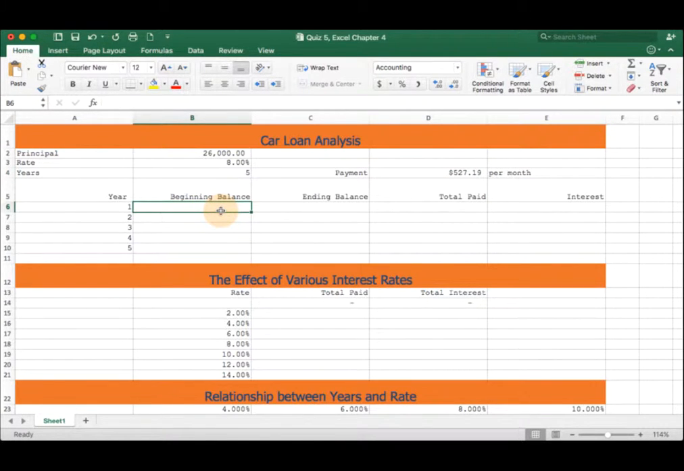Next is to calculate your beginning balance. Of course, the beginning balance in the first year is going to be your initial loan amount. So there's no need for you to do a calculation for your B6 cell. You just need to reference your initial loan amount here in this manner. And what's your ending balance after 1 year?